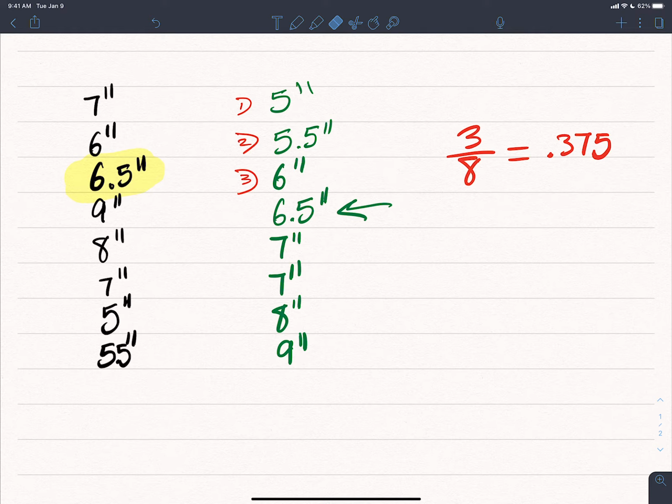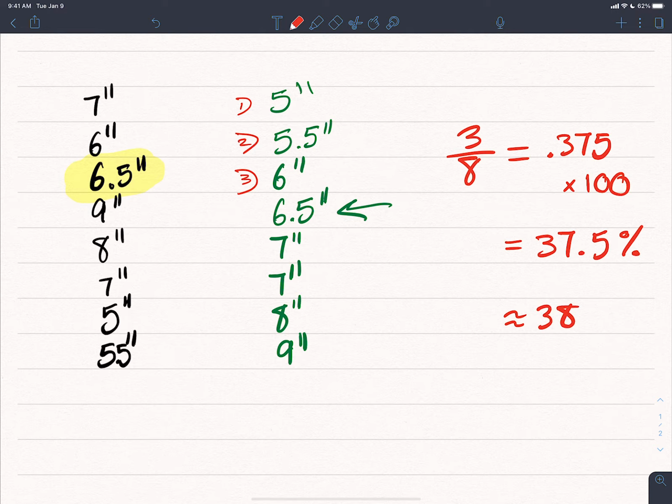So we go back, we get 0.375, and multiplying that by 100, we get 37.5%. And we'll just go ahead and round up, which makes it about the 38th percentile. So it's very, very easy to find what percentile something is in. Like, this might actually be like the easiest thing you ever do. It's a little bit of counting and then some division. You count it, then you divide, and that is literally all you have to do.